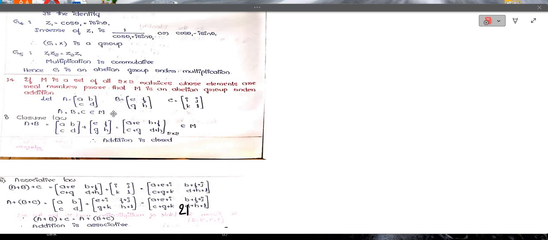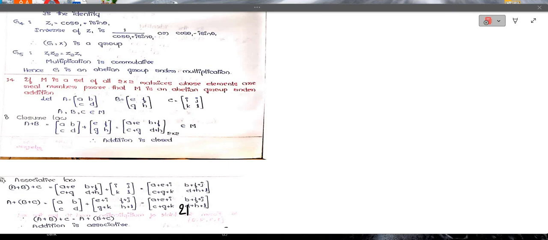If capital M is the set of all 2 by 2 matrices whose elements are real numbers, prove that M is an abelian group under addition. So here also we want to prove an abelian group. For this, closure law, associative law, existence of inverse, existence of identity, and finally commutative law. We want to prove these 5 laws.